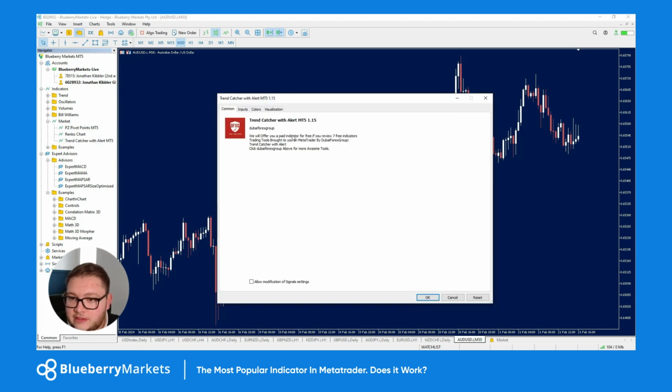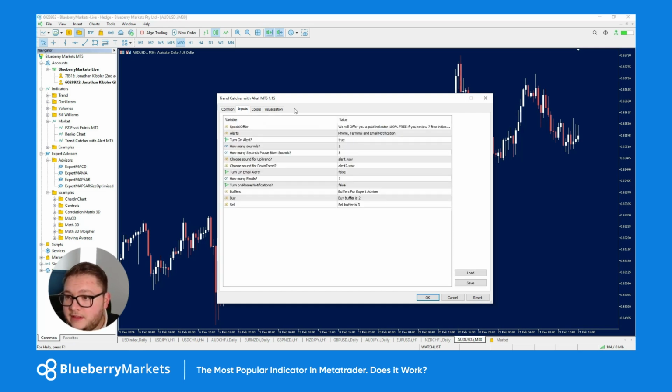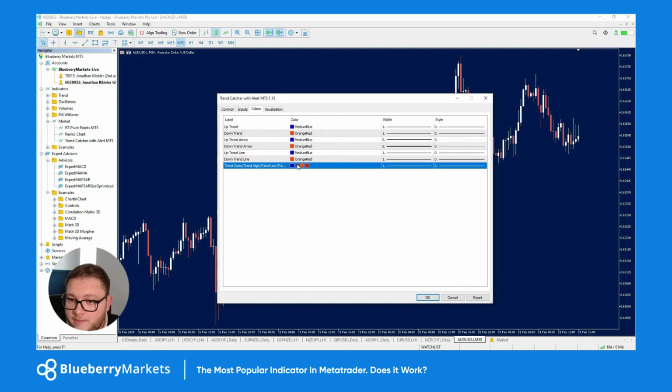If we go to common, it tells us that it was developed by the Dubai Forex group. It's got some awesome little things there that you can click on, and some of the details here as well. We've got alerts that can be sent to your phone, terminal, or emails. You've got some sounds and alert systems in here. Colors, we can change the colors here. Probably have to do that.